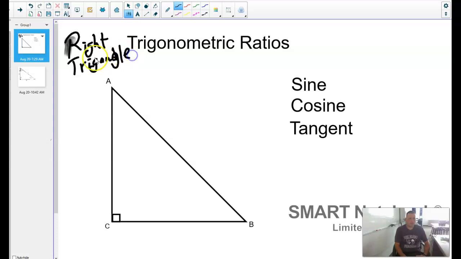Again, right triangles are triangles that have a 90-degree angle. So again, trigonometry is the relationship between side lengths and angle measurements, and we're going to look at right triangles.